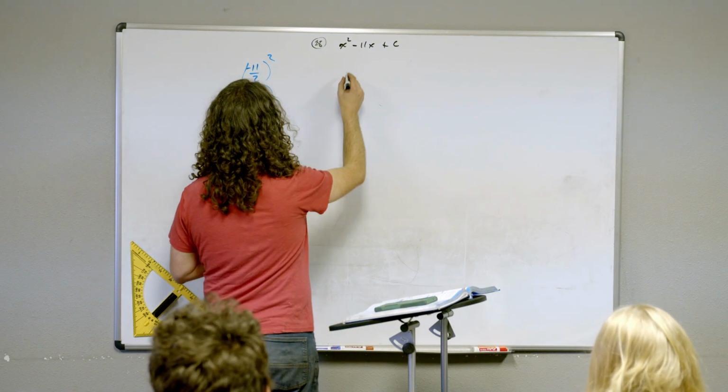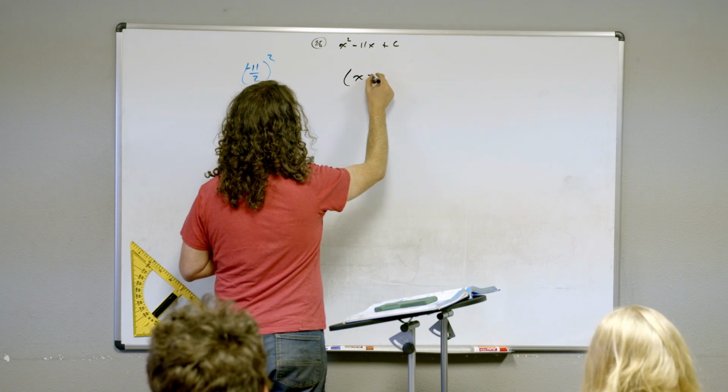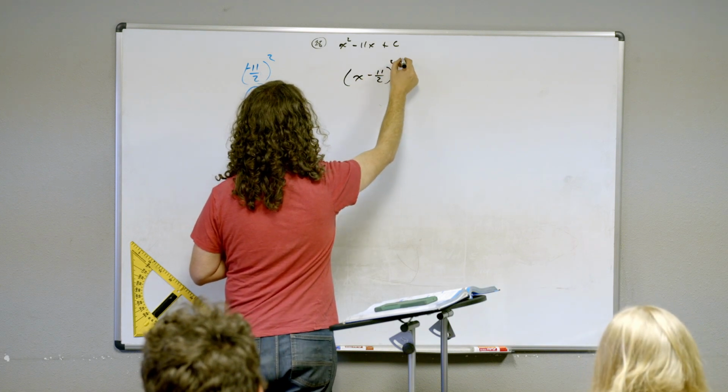And then the factored version would be x minus 11 halves squared.